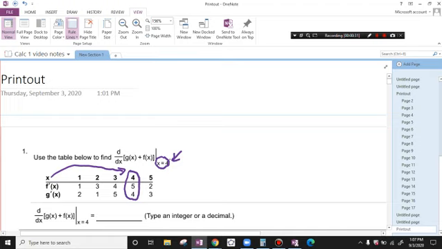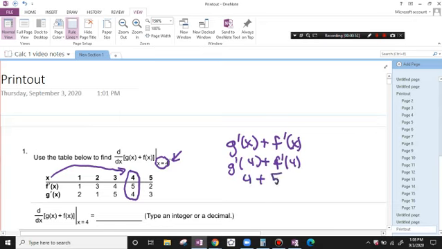The derivative of g plus f should be the derivative of g plus the derivative of f, and it is. We want to know at 4, so that's g prime of 4 plus f prime of 4. g prime of 4 is 4, plus 5. The answer is 9.